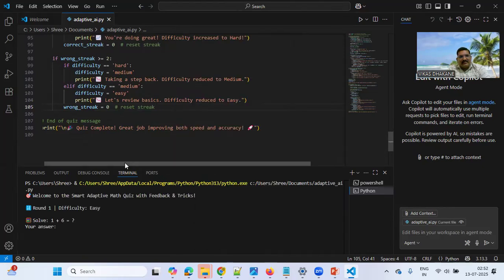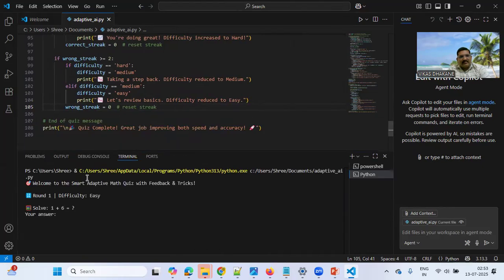Our code is running. Here you can see, as I said, round one, difficulty easy. The question is 1 plus 6. So here you think that the AI system has already taught our learner. Our learner has already learned something from the AI system as a teacher. And now the AI system is checking how much the learner has learned. For that, we have made this adaptive learning system here.